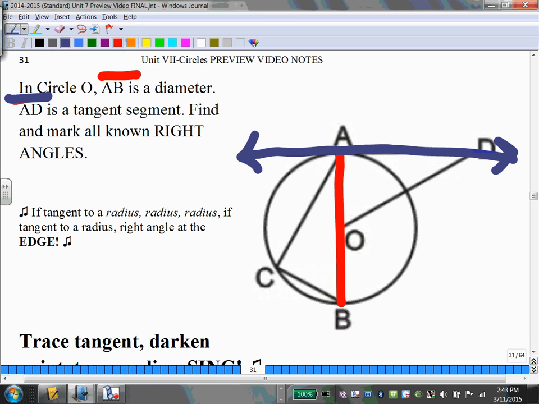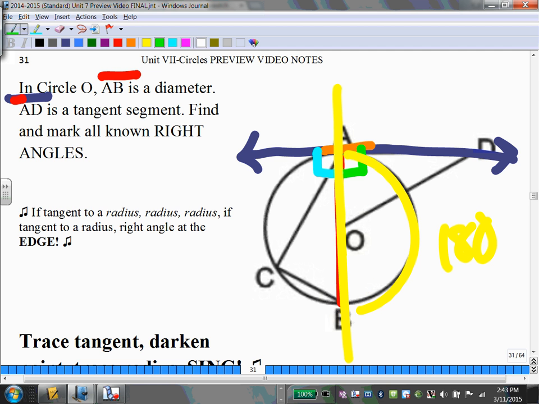Okay, so the first one was: if tangent to a radius, right angle at the edge. There's one there. Technically, there's one right on the other side. But where's the third one? Okay, watch out. That is 180, right? And then this is an inscribed angle. Boom, right there. So you've got to write it out.